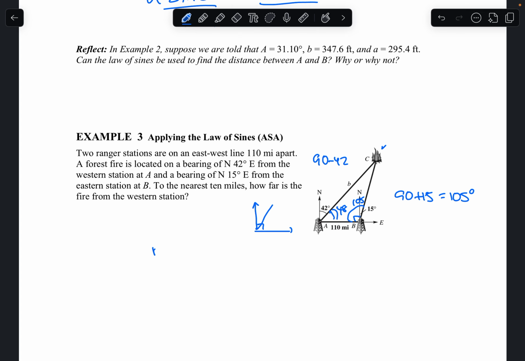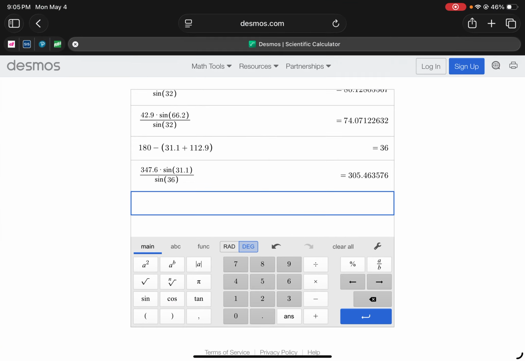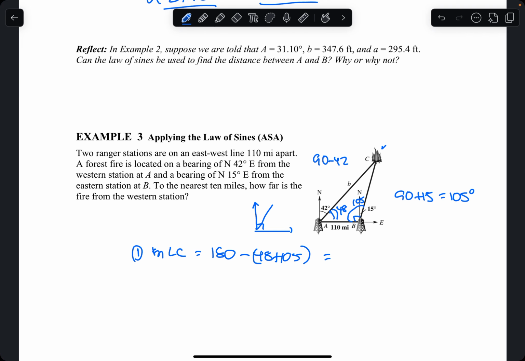So the first thing we're going to need, number 1, we need to find the measure of angle C. Again, it's a triangle. That means it's 180 minus the sum of the 2 angles that we already know. So I go into Desmos, 180 minus 48 plus 105. And we find out that angle C up here is 27 degrees. Now, to the nearest 10 miles, how far is the fire from the western station? Well, A is the western station, so we're looking for this right here. We're looking for B.